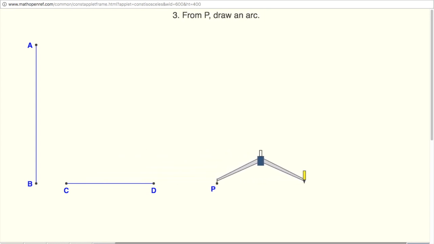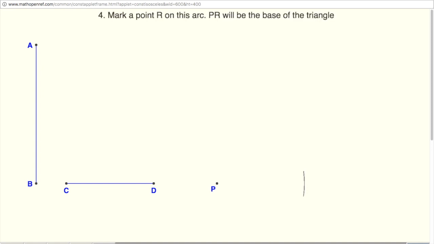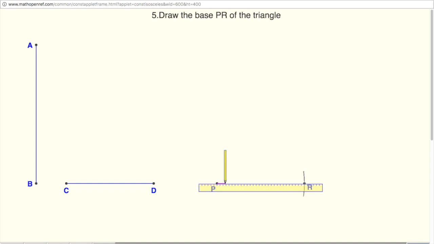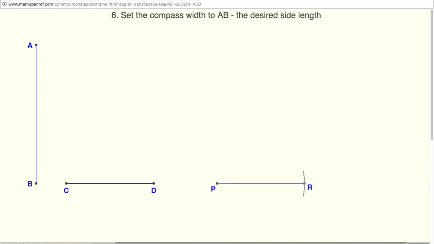From P, draw an arc. We're copying CD now. Mark a point R on this arc. PR will be the base of the triangle. Draw the base PR of the triangle. So we just made PR, which is CD.